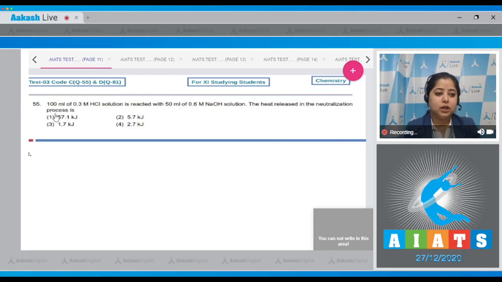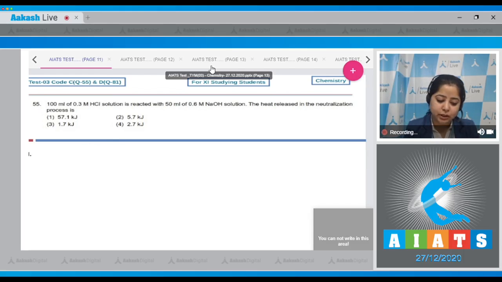Let's read it. 100 ml of 0.3 molar HCl solution is reacted with 50 ml of 0.6 molar NaOH solution. The heat released in the neutralization process is. Students, for this question, first of all, we need to know that the heat released in the neutralization of 1 gram equivalent of a strong acid with 1 gram equivalent of a strong base is 57.1 kilojoules. So let's find out the amount of acid and base given here.